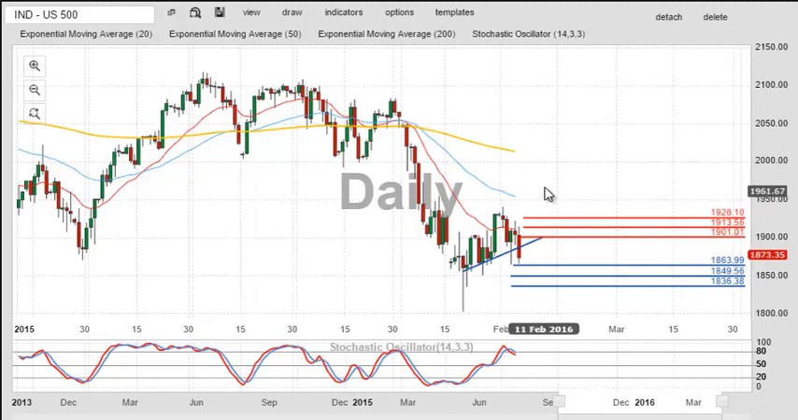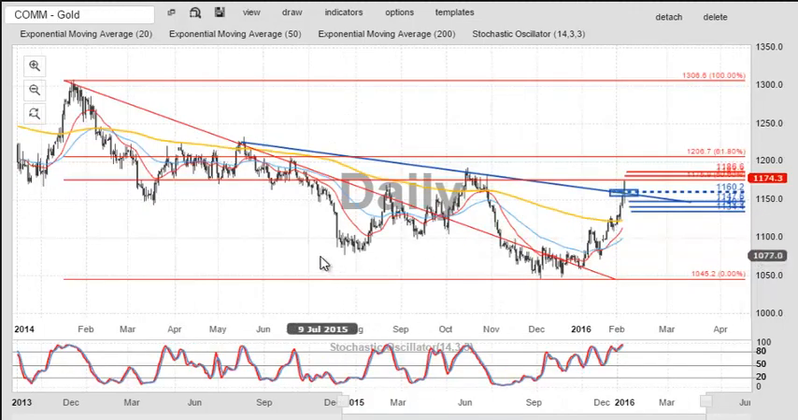Only a breakout and confirmed closure above 1926 would negate this current situation as a bearish outcome, and then potentially this 2000 might come into play again, which is the neckline of this longer term topping formation. But currently very, very bearish in multiple time frames.